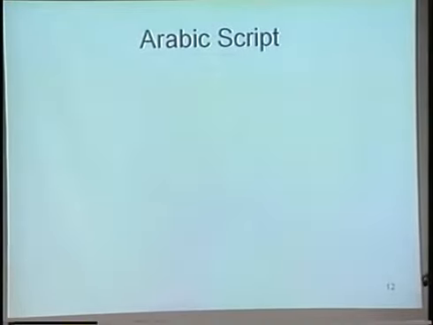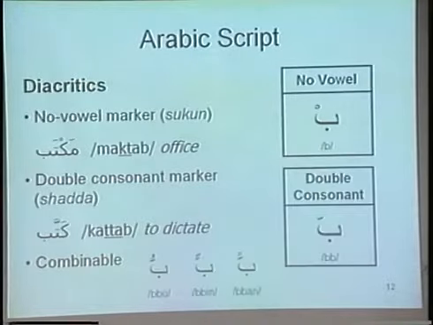So there are other diacritics also. One is the no vowel marker. This basically says there's no vowel here. So if you're fully diacritizing and you want to make sure that the reader knows that there is an A here, there's an I here, and there's nothing here, that's the character that you use.